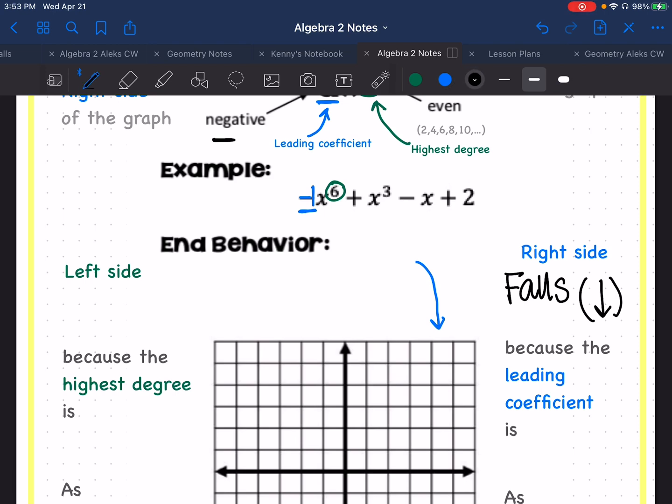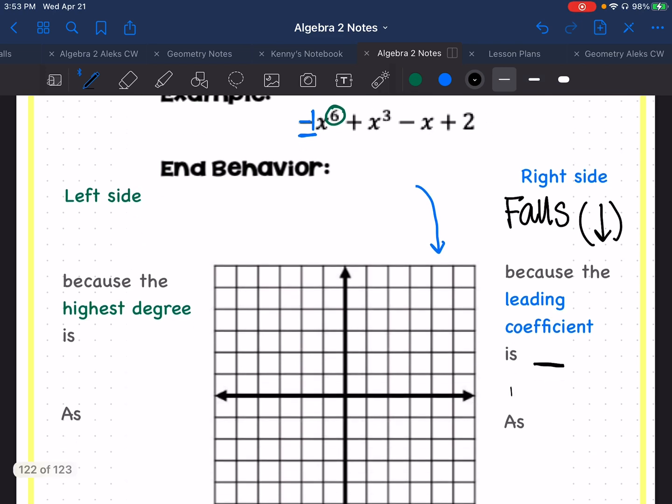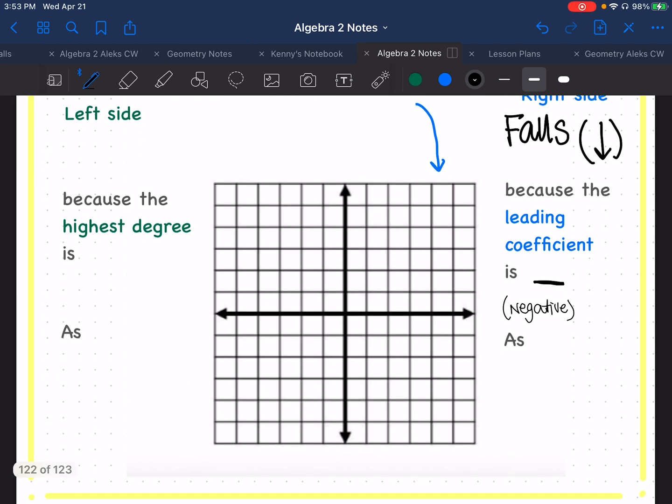This is because my leading coefficient is negative. And I just want to remind you that that minus sign is for it being negative. That's why I'm writing it in here pretty small. This means that as x approaches positive infinity, remember, we're talking about the right side of the graph, right? So this is positive infinity on the right side of the graph. As x approaches positive infinity, y is going to approach negative infinity because it's falling.